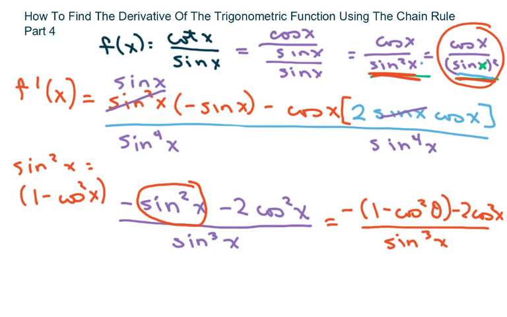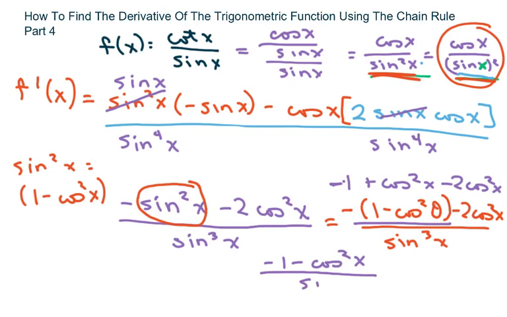Now what's going to happen here, when you distribute the negative, you're going to get 1 plus cosine squared of x minus 2 cosine squared of x. And that's going to end up being 1 minus cosine squared of x. Or negative 1, sorry. Forgot my negative. Over sine cubed of x.